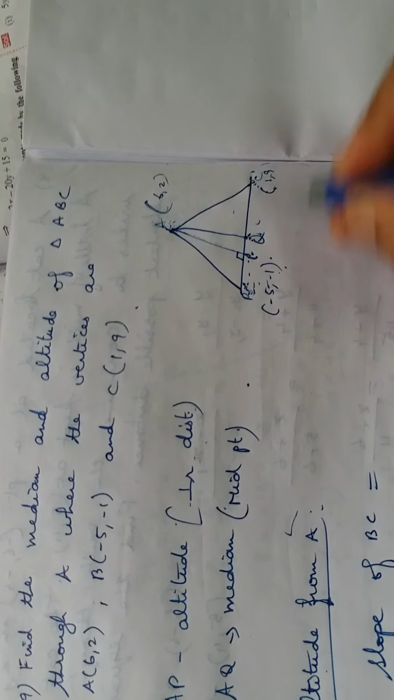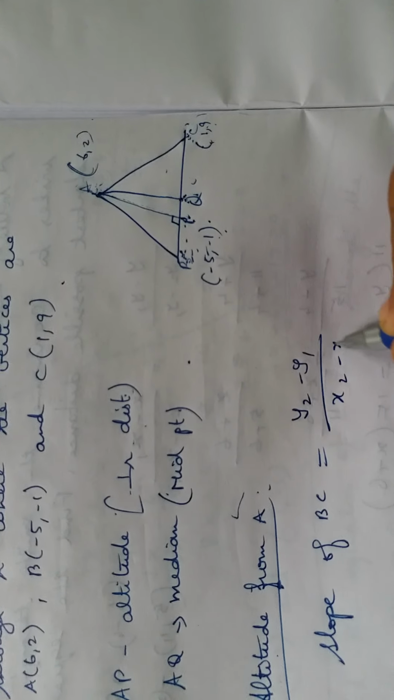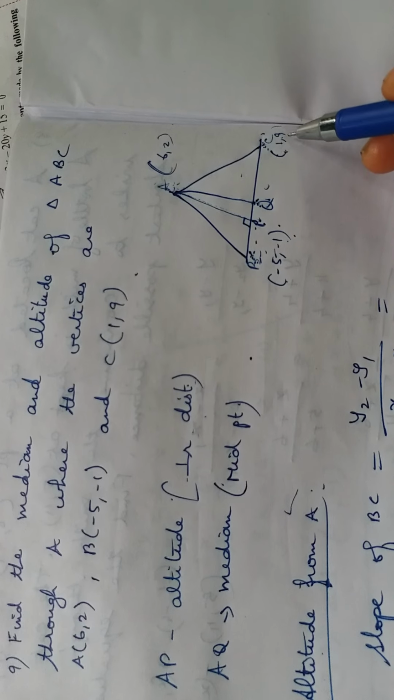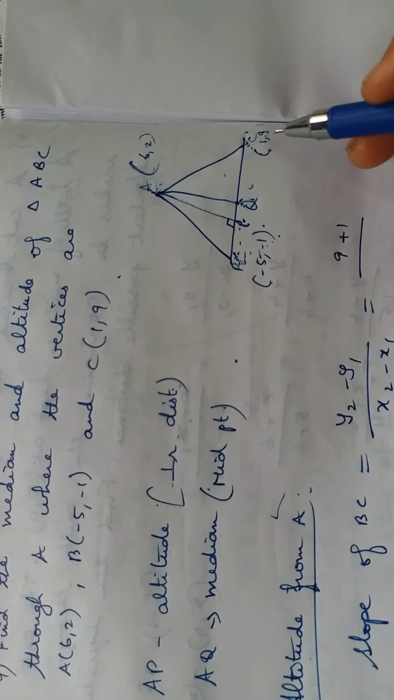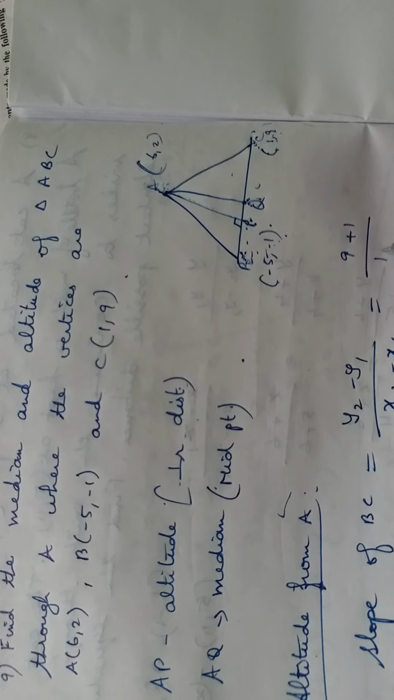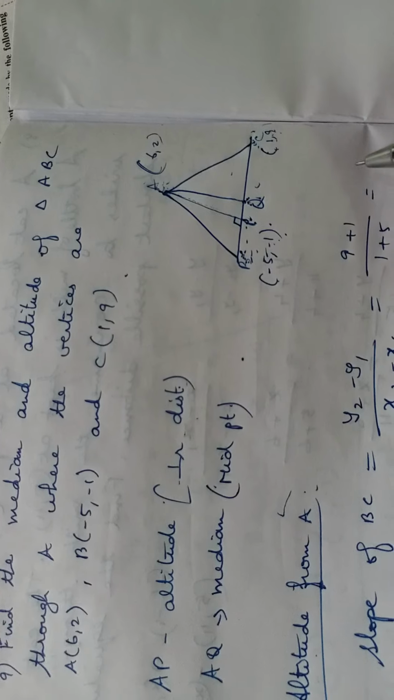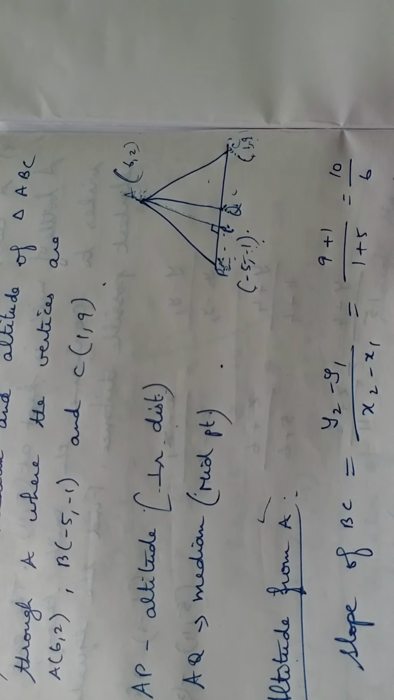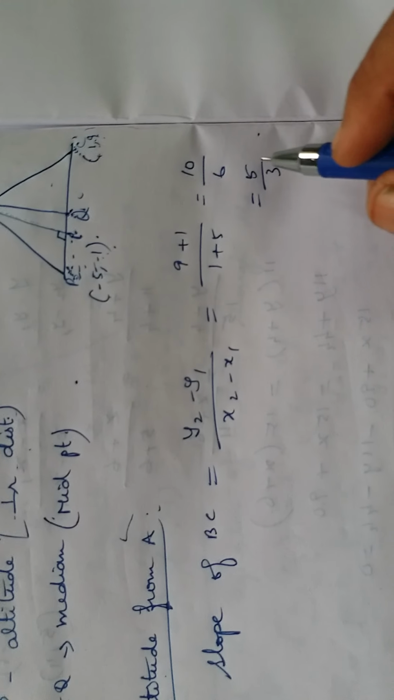Slope of BC: you have these 2 points. You know the formula, y2 minus y1 by x2 minus x1. So y2 is 9; 9 minus of minus 1 means plus 1, divided by x2 which is 1, minus x1 which is minus 5, so plus 5. So it is equal to 10 by 6, which is 5 by 3. So your slope here is 5 by 3.